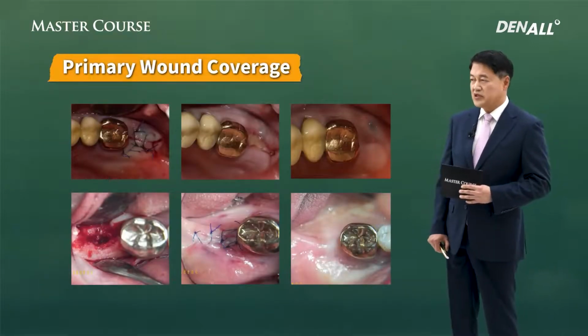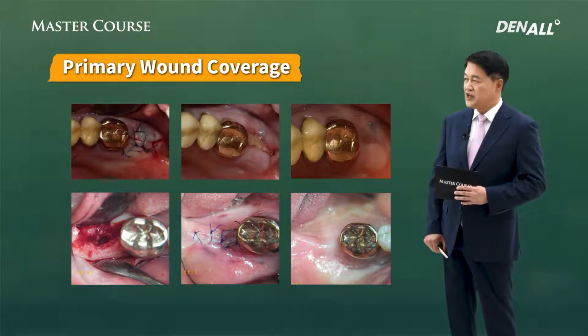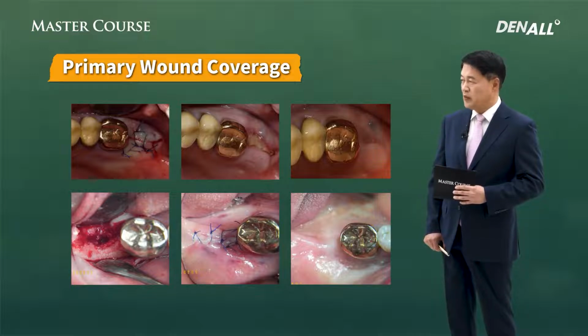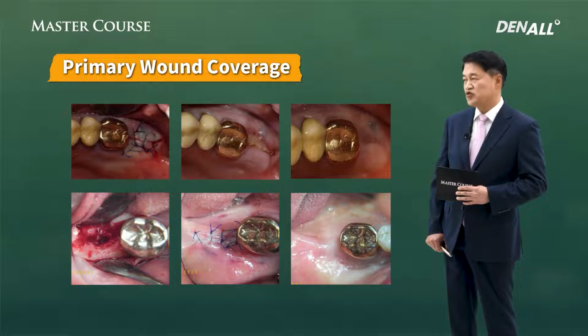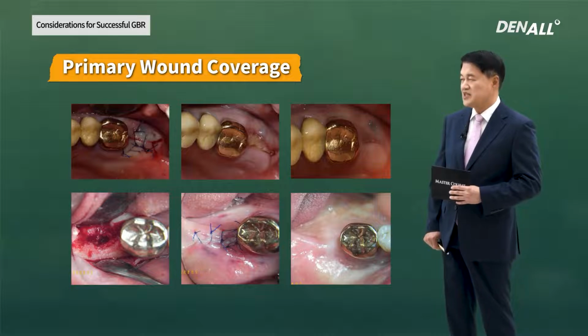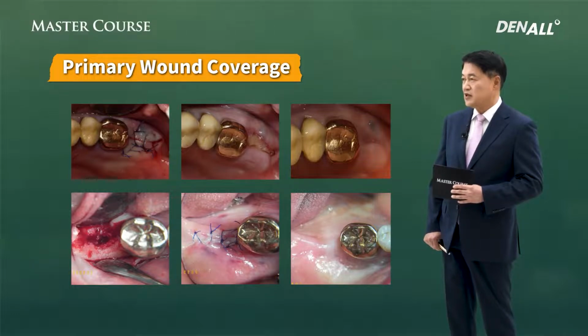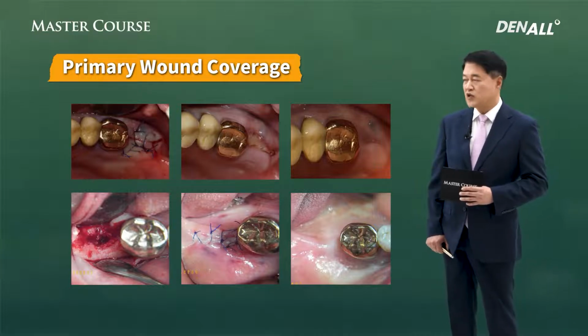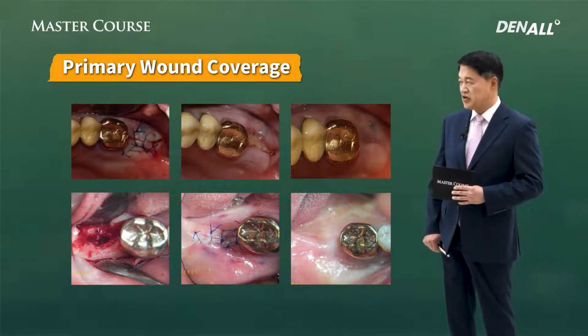First, primary wound coverage. Let's compare the cases above and below. There's a stark difference. Below, there is nice primary wound coverage and healing is done nicely. In the case above, there's wound dehiscence and secondary healing was done. Which has better GBR result? Obviously, the one below where primary wound coverage occurred nicely.